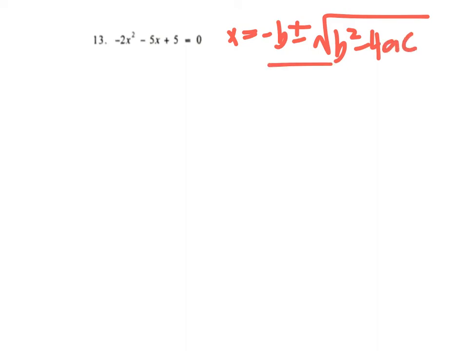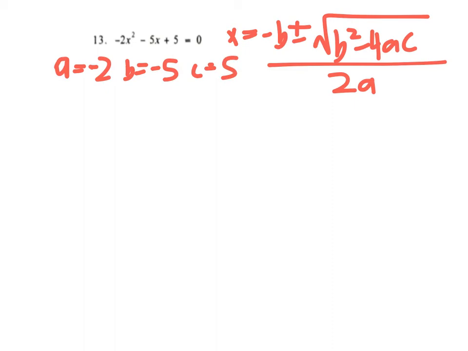The next one, we are still solving with the quadratic formula, which is x equals negative b plus or minus the square root of b squared minus 4ac all over 2a. Again, we have to figure out what a, b, and c are. Everything's on the same side, so we can just figure out our variables. A equals negative 2, b equals negative 5, and c equals 5.